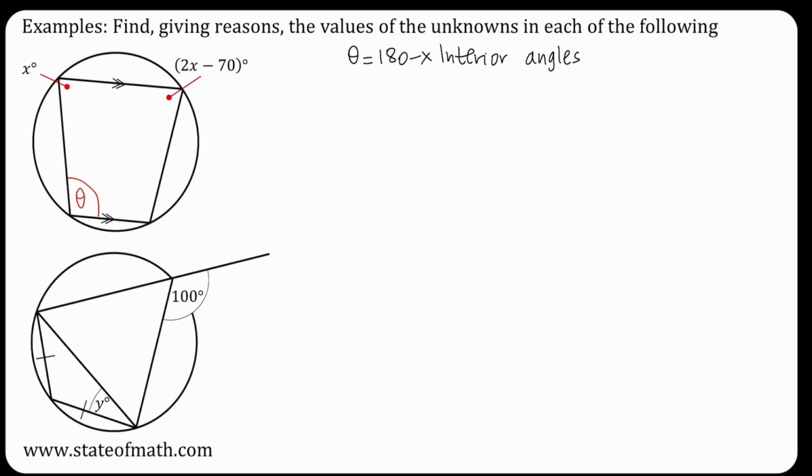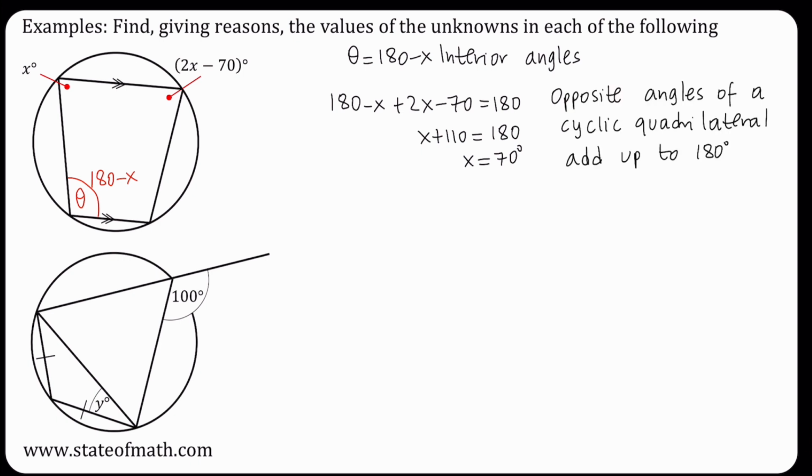We then proceed by saying that the 180 minus x, the theta that we found here, together with the 2x minus 70, should be adding up to 180, because opposite angles of a cyclic quadrilateral add up to 180 degrees. So we have that 180 minus x plus 2x minus 70 is equal to 180. This gives me that x plus 110 is equal to 180, and therefore x is 70 degrees. We need to provide reasons, so we've got that opposite angles of a cyclic quadrilateral add up to 180 degrees.